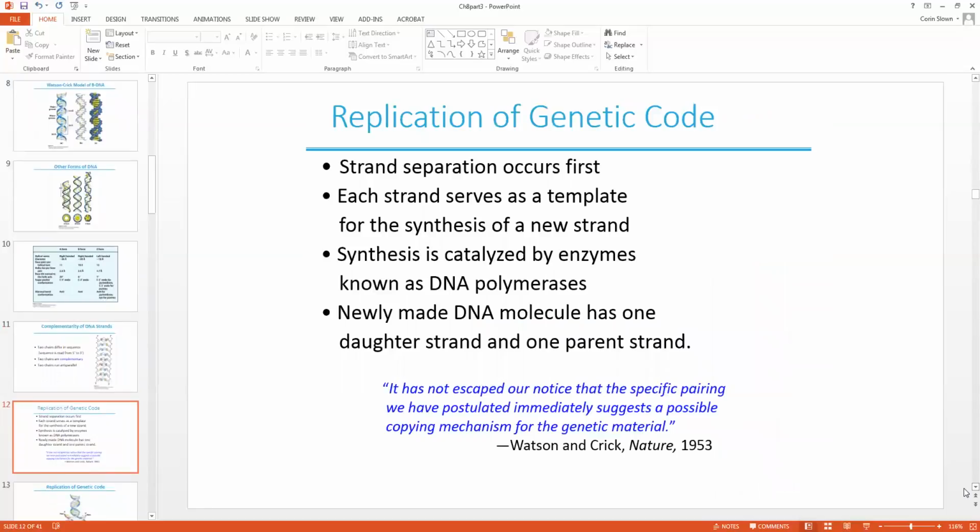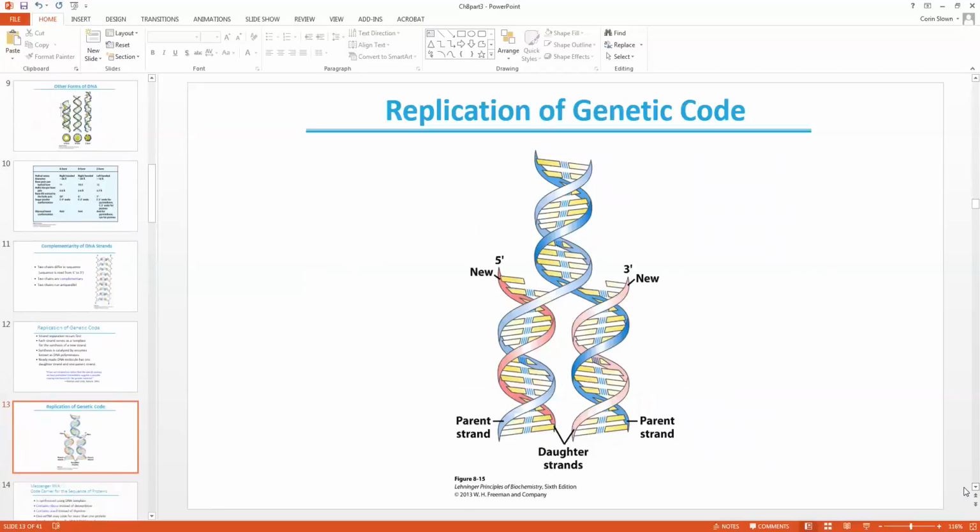If I want to look at how to replicate my genetic code, the first thing that's going to occur is strand separation. Each strand serves as a template for the synthesis of a new strand, and synthesis is catalyzed by enzymes known as DNA polymerases. This newly made DNA molecule has one daughter strand and one parent strand. This is what's known as semi-conservative replication. And you can actually see that here.